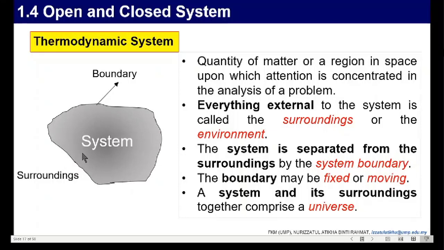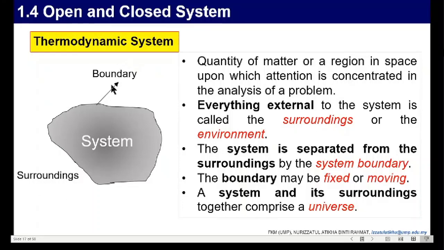Then the analysis of a problem is focusing on this system only. A system is a quantity of matter or a region in space upon which attention is concentrated in the analysis of a problem. Everything external to the system is called the surroundings or the environment. The system is separated from the surroundings by the system boundary.